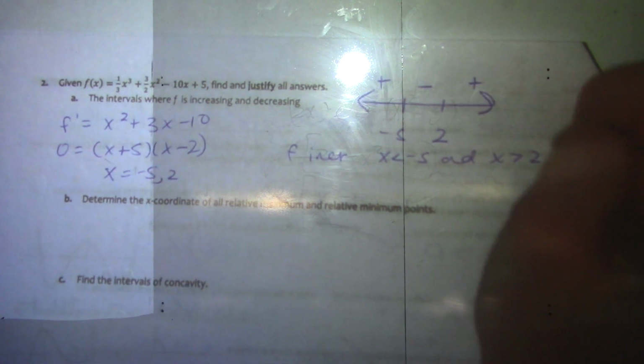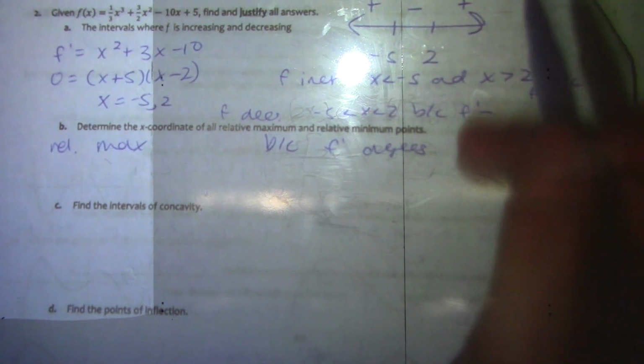Now I just want to know increasing or decreasing. So here I could just make my number line of f prime. I plugged in 0. That would give me a negative. And then these are powers of 1, so it'll flip on either side. So then f is increasing for x less than negative 5 and x greater than 2 because f prime is positive, and f is decreasing between negative 5 and 2 because f prime is negative.